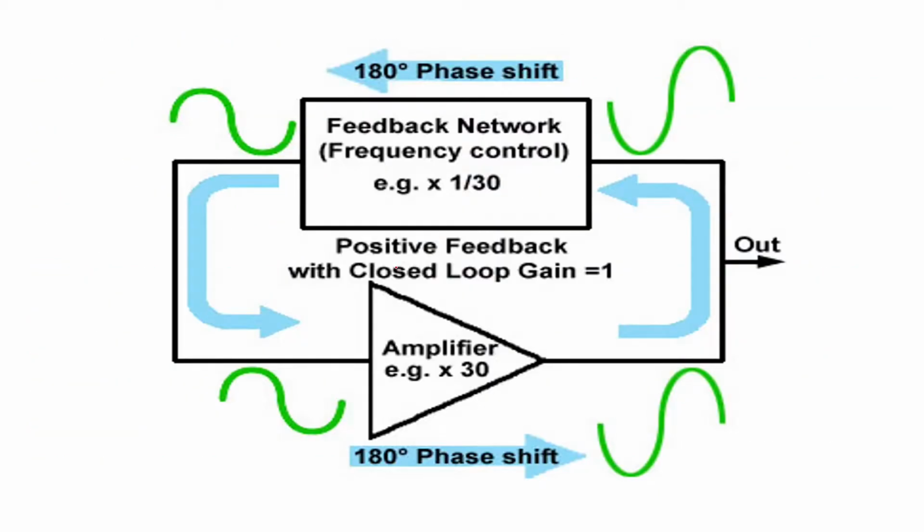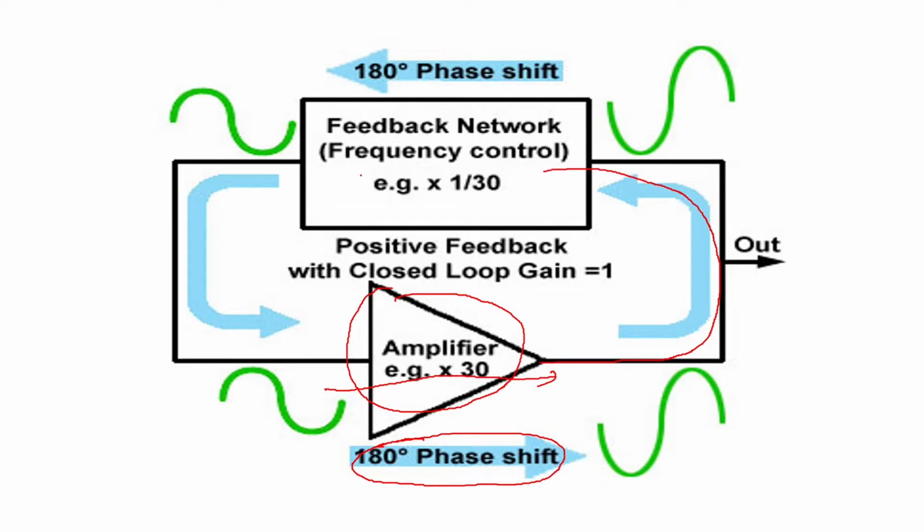Here you can see this is your main amplifier. When the input signal goes to the output through the main amplifier, there will be a phase shift of 180 degrees. Then that output is given through a feedback network back to the input, and this feedback network gives another phase shift of 180 degrees. So 180 plus 180 will be 360 degrees.